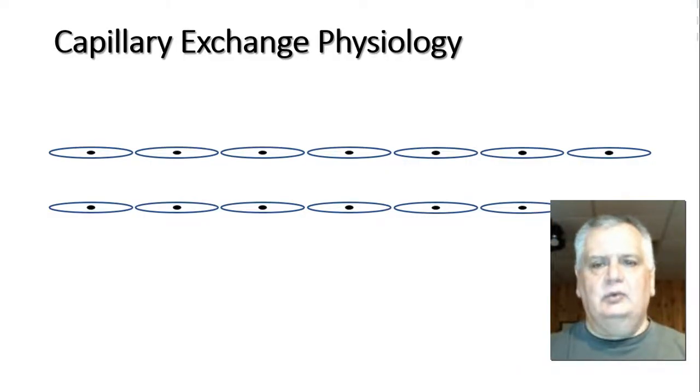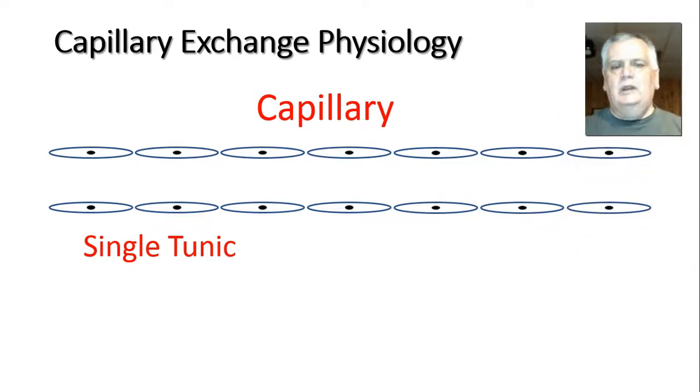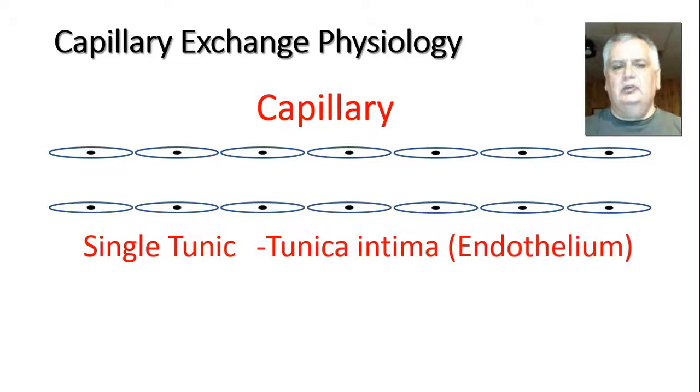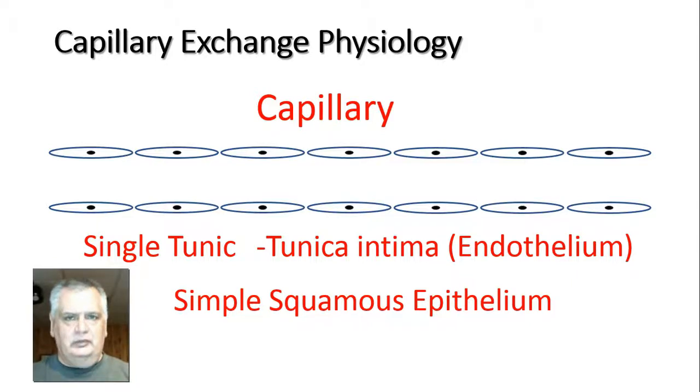Here's a diagram that we're going to use to represent a capillary in a capillary bed. This would be a single capillary from the capillary bed. And of course, whenever we take a look at this capillary, we note that capillaries are made up of walls that contain only a single tunic. And that single tunic is the tunica intima or the endothelium. The tunica intima or endothelium is made up of simple squamous epithelium.